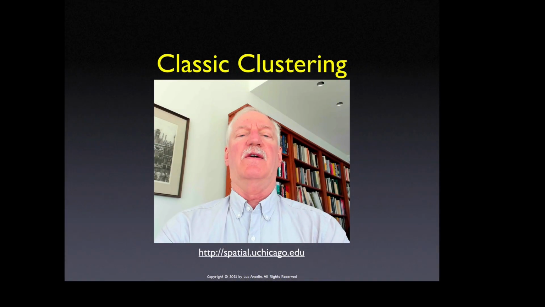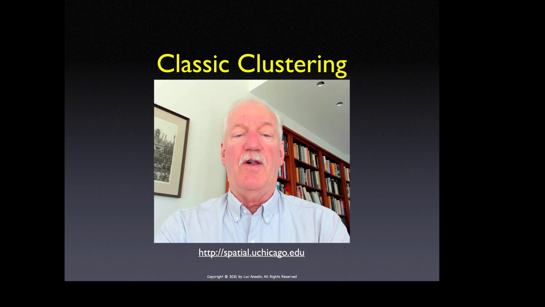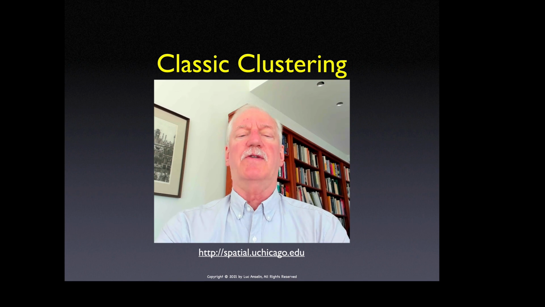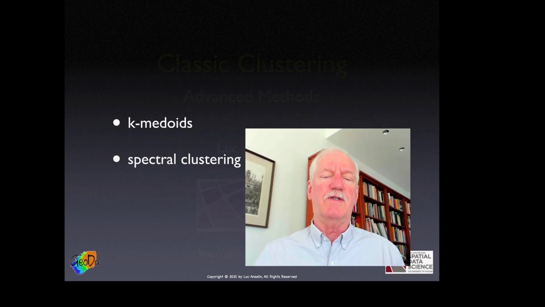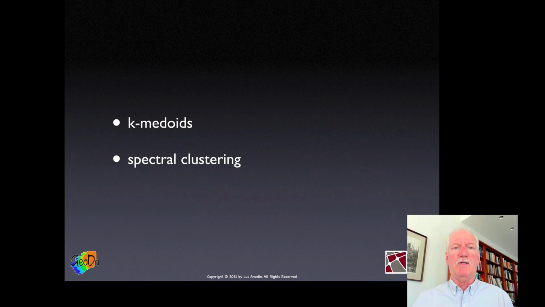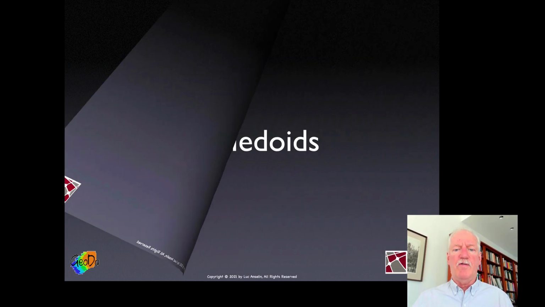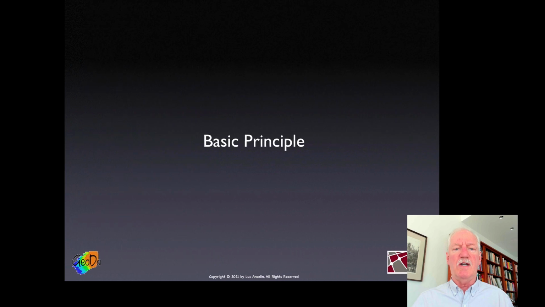Welcome back. We now tackle the third leg in the discussion of classic clustering, where I'll cover some advanced methods. There is a wide range of advanced methods dealing with clustering, and I will here only deal with two particular ones, K-medoids and spectral clustering. Each of these is, in a sense, qualitatively different from what we've discussed so far. First, K-medoids. What is the idea?